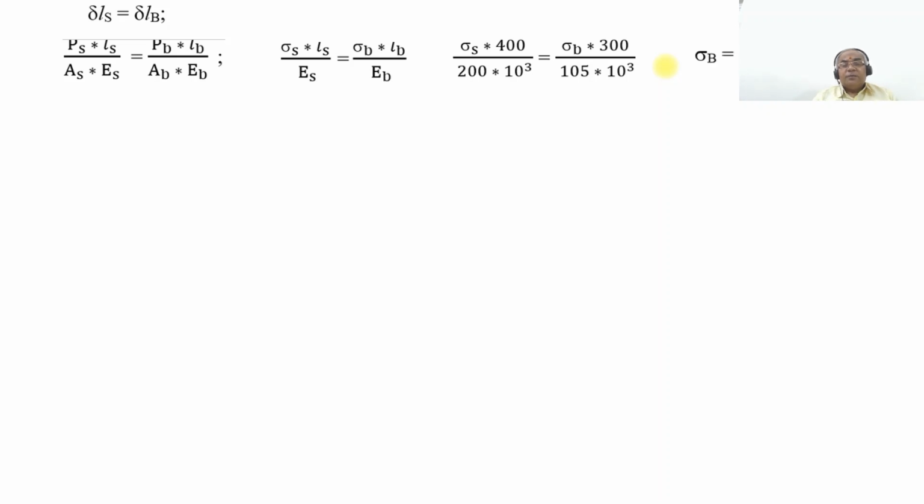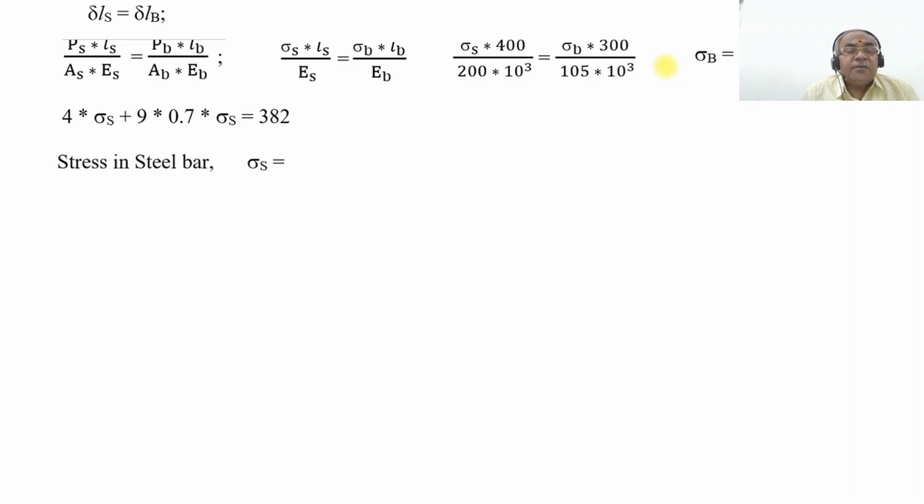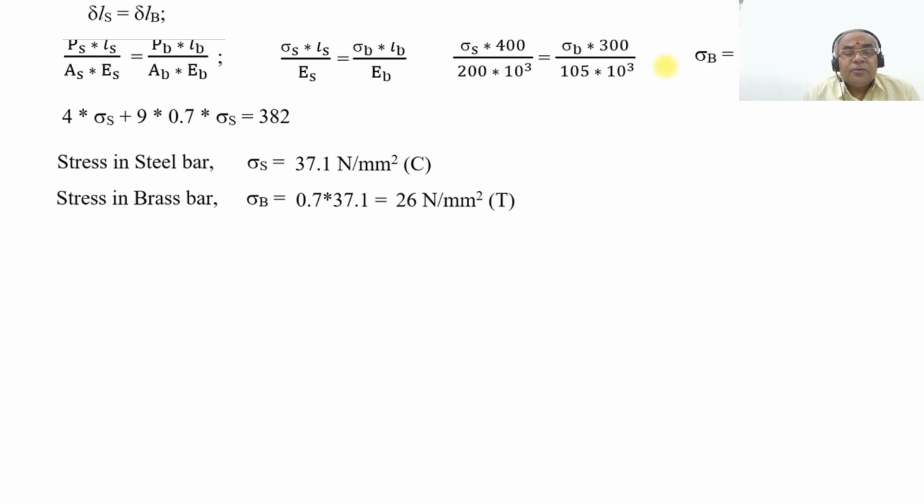So on simplification, sigma B will be equal to 0.7 sigma S. So you substitute that value of sigma B: 4 into sigma S plus 9 into 0.7 into sigma S will be equal to 382. Therefore, the stress in the steel bar, sigma S, will be equal to 37.1 Newton per mm square. Similarly, the stress in the brass bar is 0.7 into sigma S. So you multiply 37.1 into 0.7, and on simplification you are going to get 26 Newton per mm square.